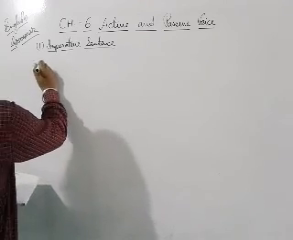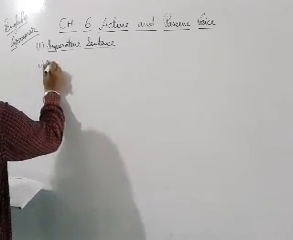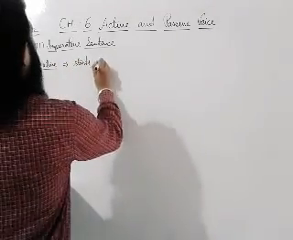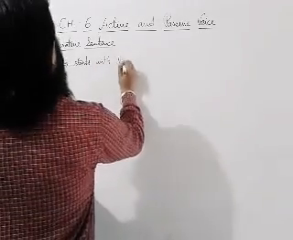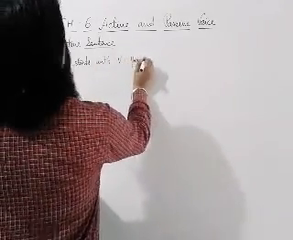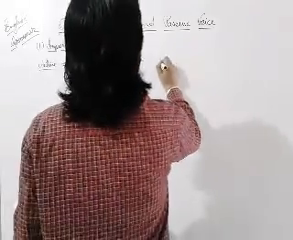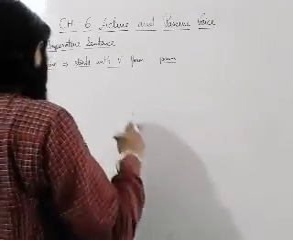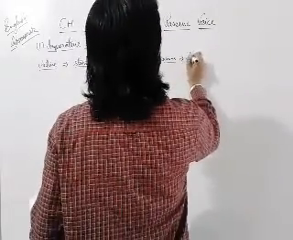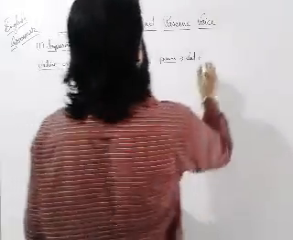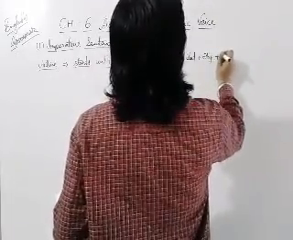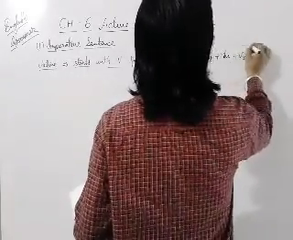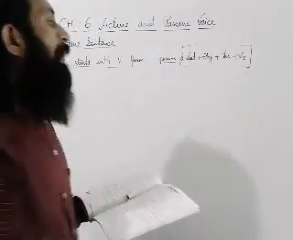Then if any active voice sentence starts with the verb's first form, what will you write in passive? You have to follow only one rule, whatever I write here: let plus object plus be plus verb third form. This formula only you have to follow.